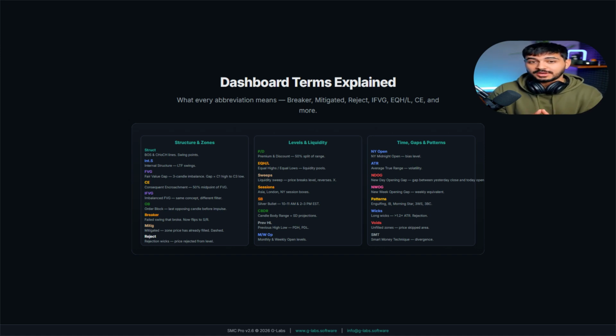Sweeps are liquidity sweeps. Sessions, SB silver bullet, macros, CBDR. PrevHL is previous high-low. MWOP is monthly and weekly open. Vol is volume. MTF is multi-timeframe. NY open. ATR, NDOG new day opening gap, NWOG new week opening gap. Patterns, wicks, voids, SMT smart money technique.